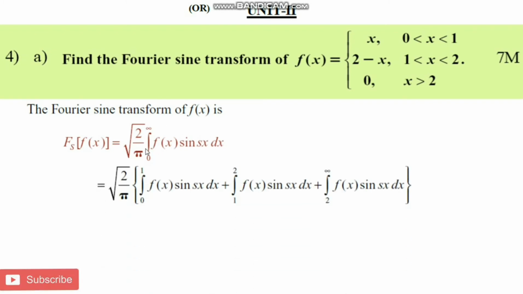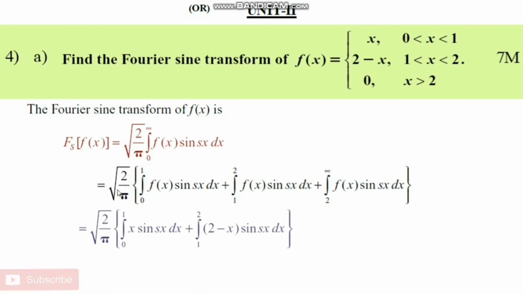Now this definite integral can be expressed, based on these intervals, as integral 0 to 1, integral 1 to 2, and x greater than 2 means starting from 2 to infinity, f of x sin sx dx, with square root 2 by pi. The function is non-zero valued only in the interval 0 to 1. You can see here it is an integral 0 to 1.